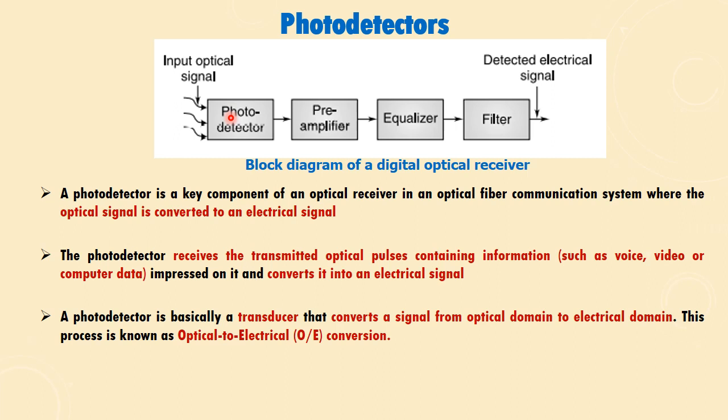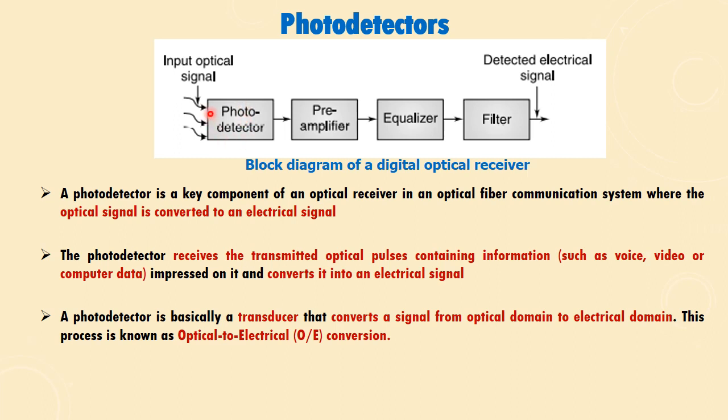So basically the photodetector is a transducer, because one form of energy is converted into another. That is why it is also called a transducer. And here the conversion takes the optical signal into an electrical signal. So we can call it an opto-electrical converter. This is also called an opto-electrical converter.